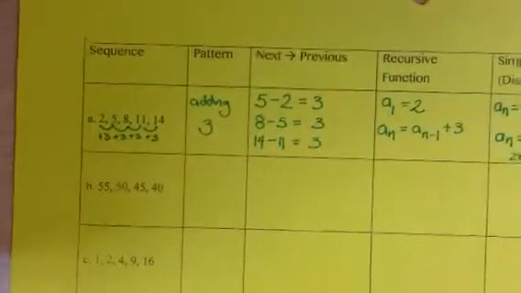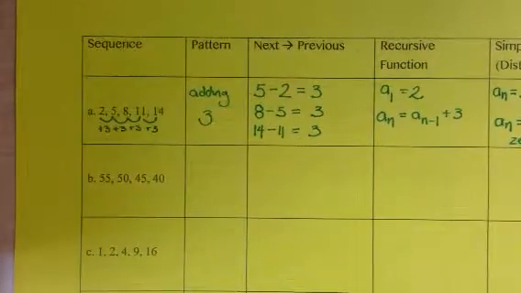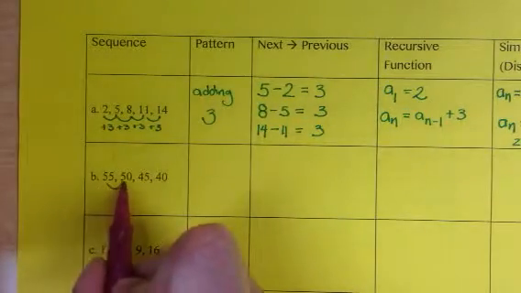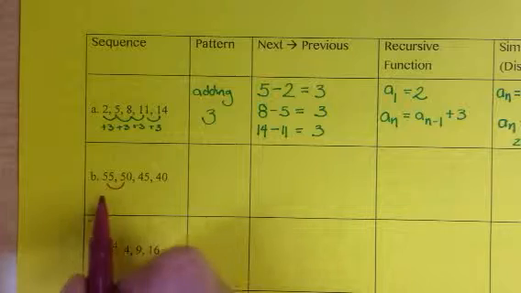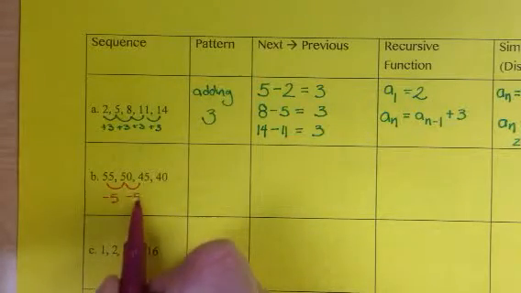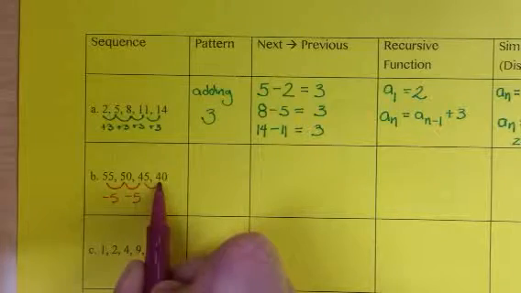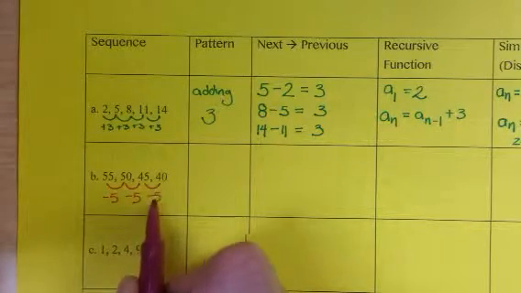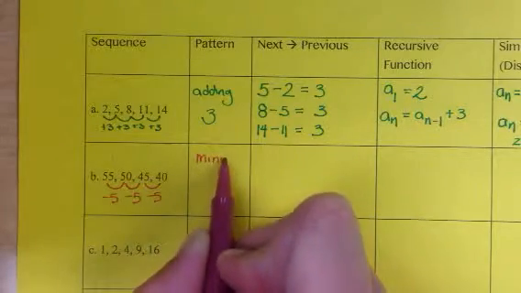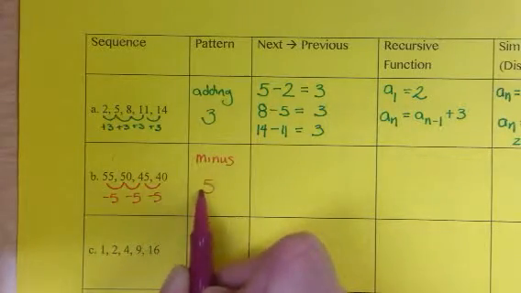Okay, let's look at another one. We have 55, 50, 45, 40. So how do we get from one to the other? 55 to 50, I'm taking away 5. 50 to 45, I'm taking away 5. And 45 to 40, I'm taking away 5. So my pattern is that I am minusing 5 from each term.